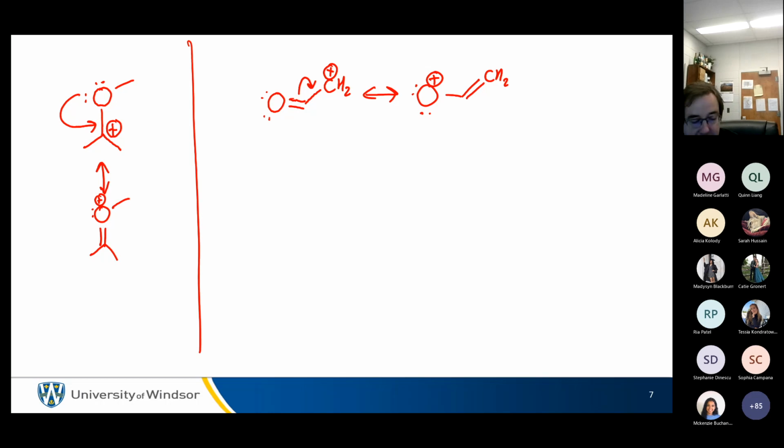And Dea, the bottom one has a full octet. The top one does not have a full octet. The carbon does not have a full octet. This carbon does not have a lone pair. It's got 6 electrons. Whereas down here, carbon's got 8 electrons, oxygen's got 8 electrons.